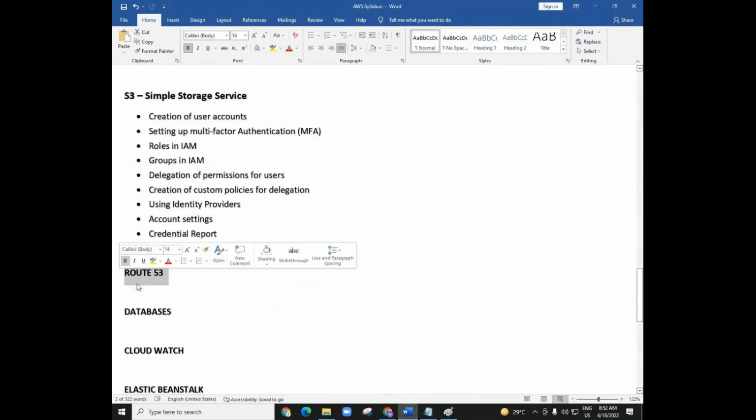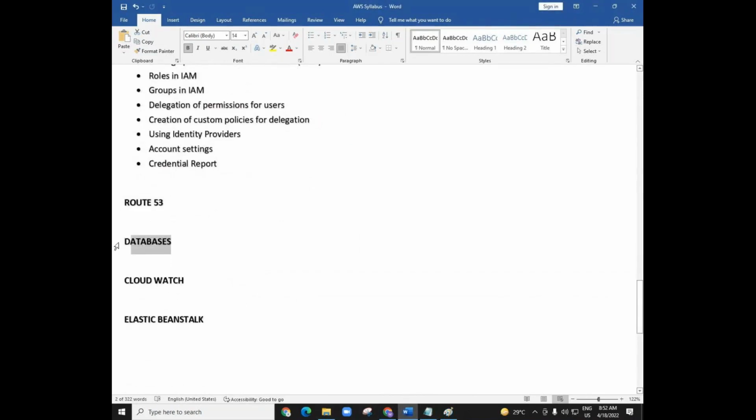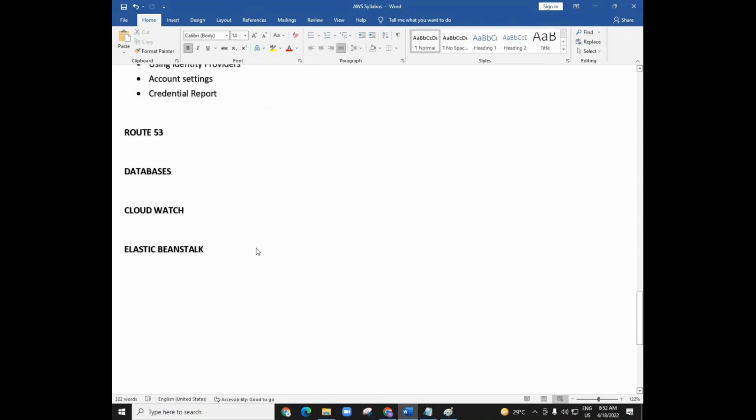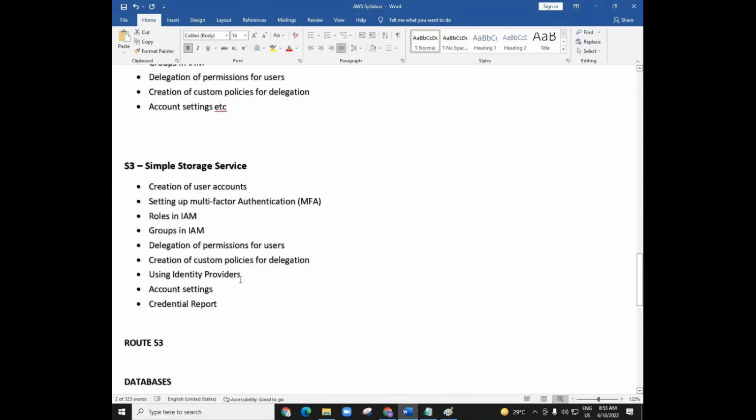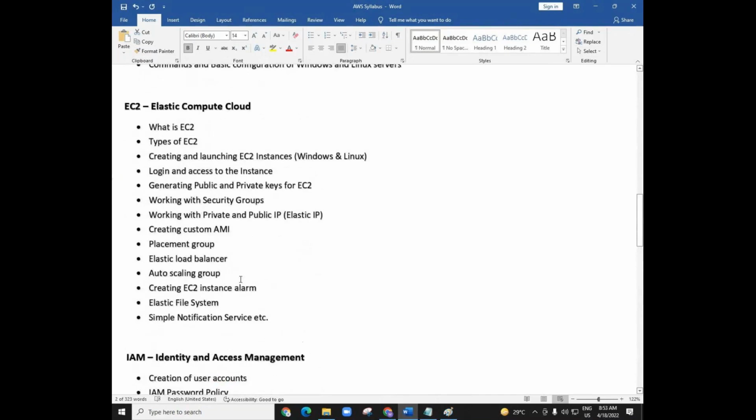Again, a very, very important concept. It is related to DNS. Then we have database, CloudWatch, Elastic Beanstalk. We have some more things, like let me just add Lambda. So in Route 53 also we have many concepts. In databases also we have many concepts. CloudWatch is a single concept where it can take at least one class for us to complete CloudWatch. So this is the way a cloud computing course will be designed.